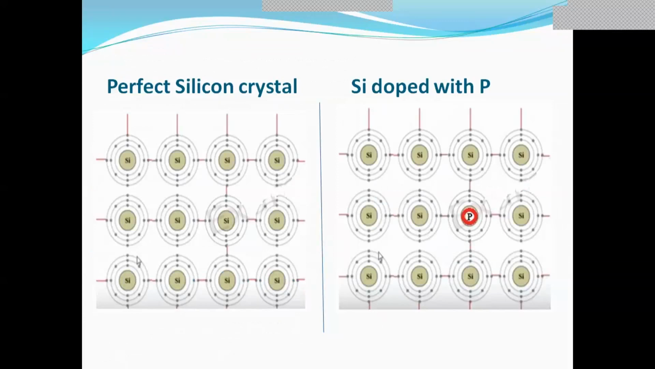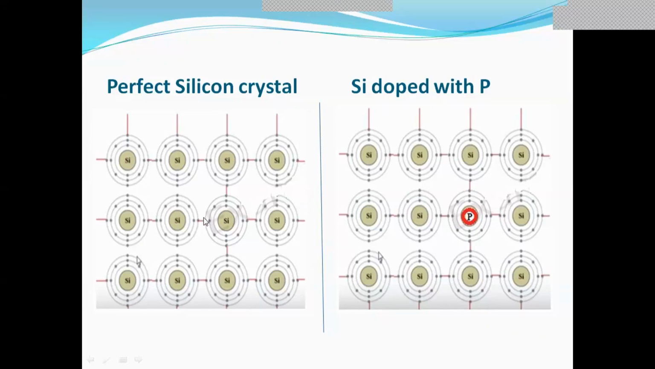So this is the picture which shows how phosphorus or group 15 elements are doped into a silicon crystal. Here on the left side there is a perfect silicon crystal. When phosphorus is doped with silicon, a few silicon atoms of the crystal are replaced by phosphorus. Here on the right side we see phosphorus added in place of a silicon. So this is silicon doped with phosphorus.